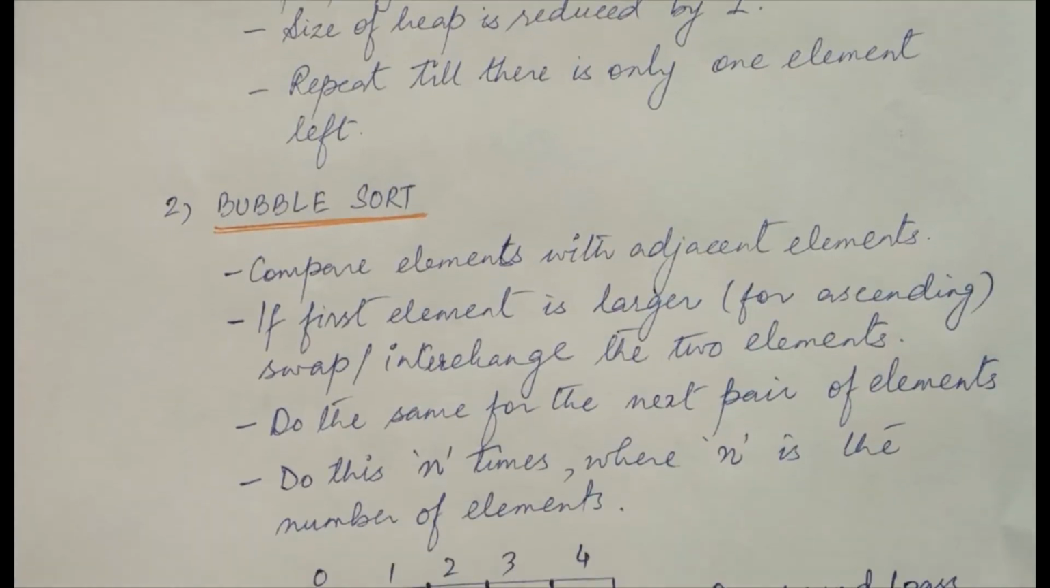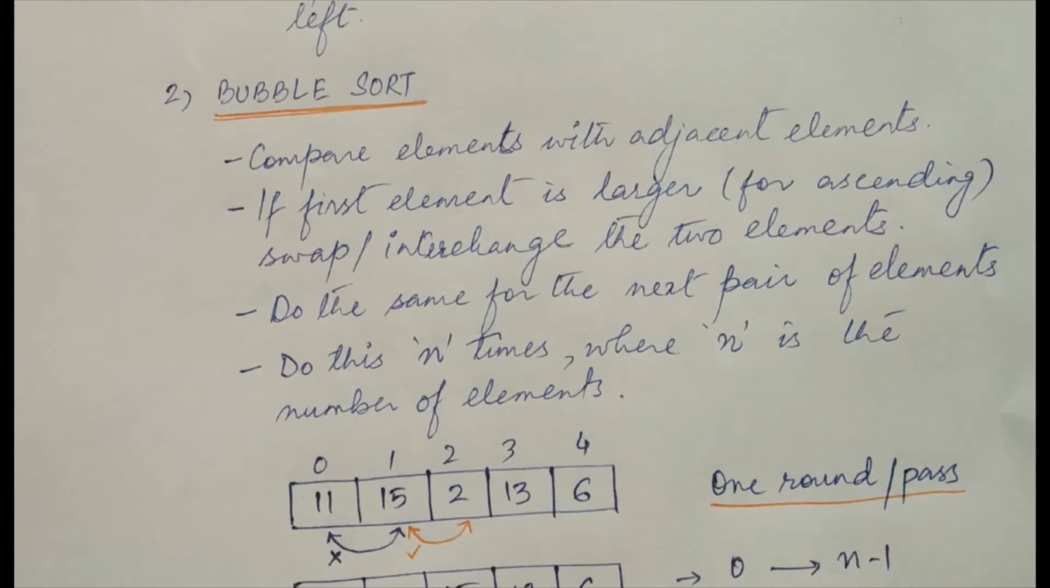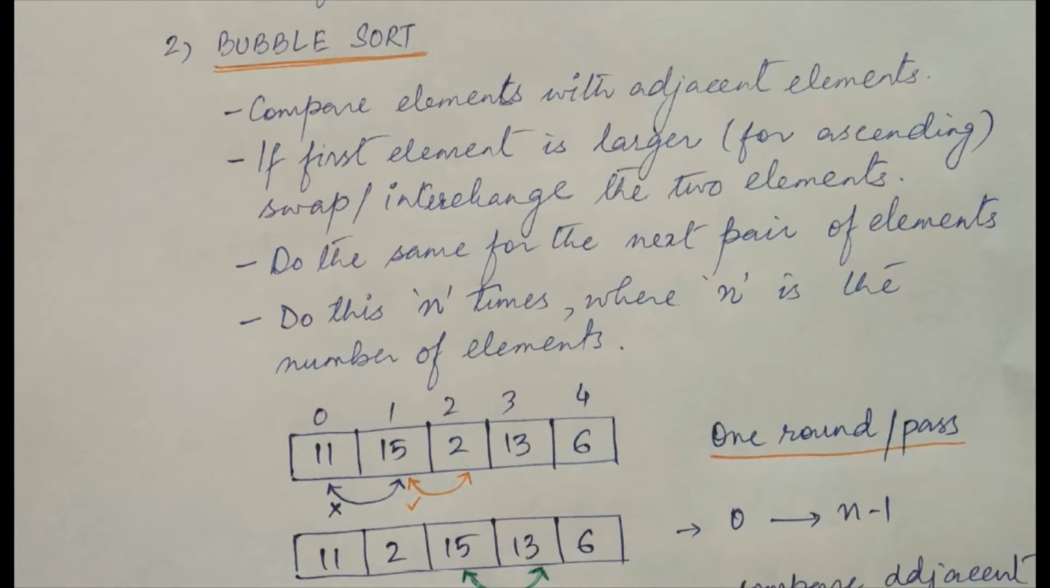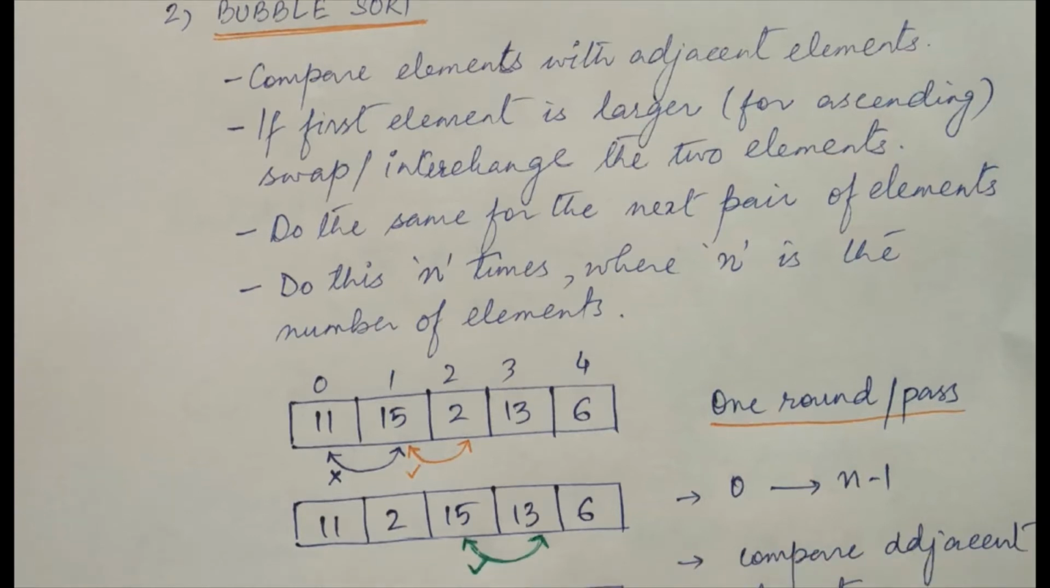The second technique is bubble sort, which you must have probably done in your C programming course. So what does bubble sort do? It compares your adjacent elements. If you're doing ascending order, if the first element is larger than the second element, we will exchange them. Okay, so I'll go to the example straight away.